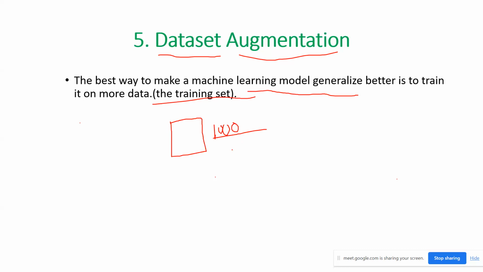So which is not available in the 1,000 images. I have 1,000 images, but I am giving one input. This input does not belong to these 1,000 images at all.